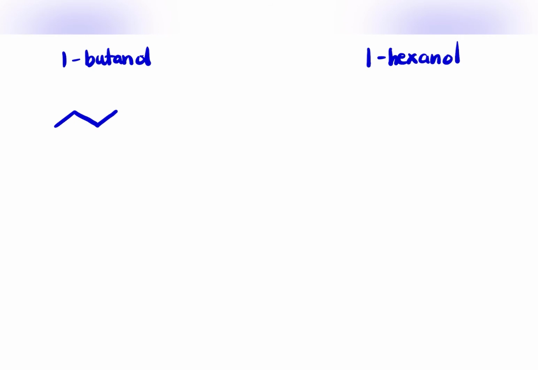If you want to understand more about why we talk about London dispersion forces, for example, I have one 1-butanol and one 1-hexanol. If you take a look here, 1-butanol has 4 carbon atoms, and at the first carbon you have an OH group. For 1-hexanol you have 6 carbons, and at the first carbon you have an OH group.